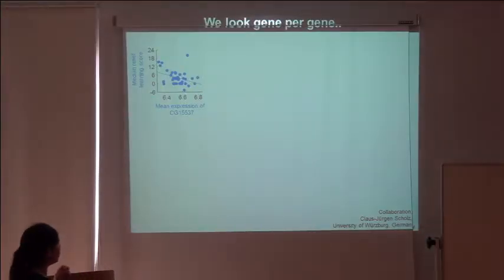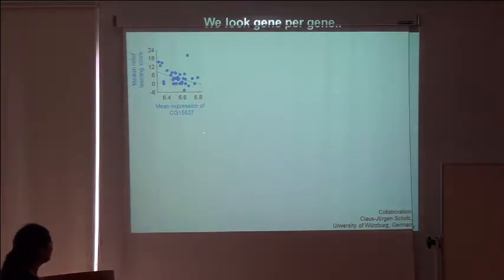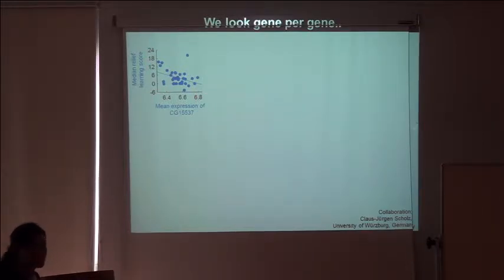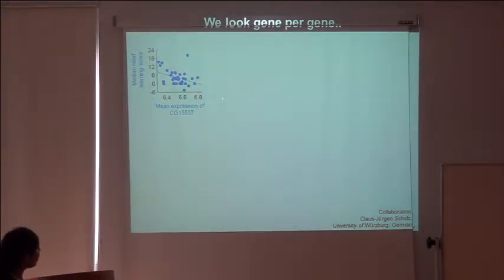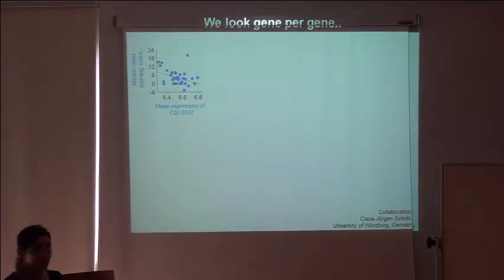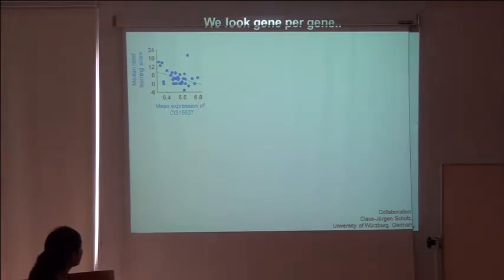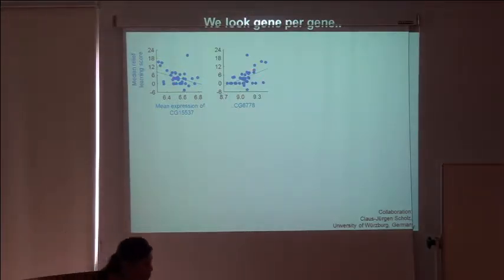We take genes one by one. Let's say we take this one gene called CG something, and we plot the expression level of this gene across the strains against the median relief learning score. There are 38 points here, each one representing one strain. Then we look for a linear relationship between the expression level and the relief learning score. You can get relationships that look like that, or things that look like that.